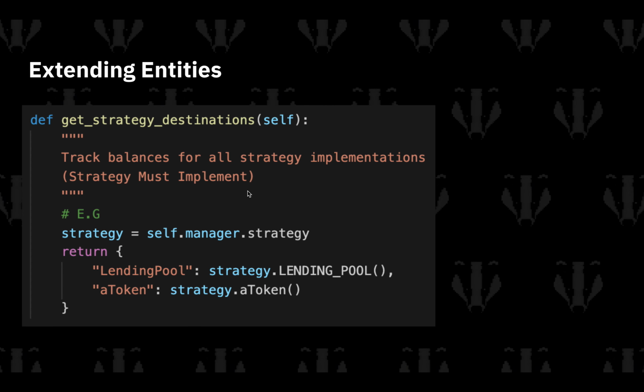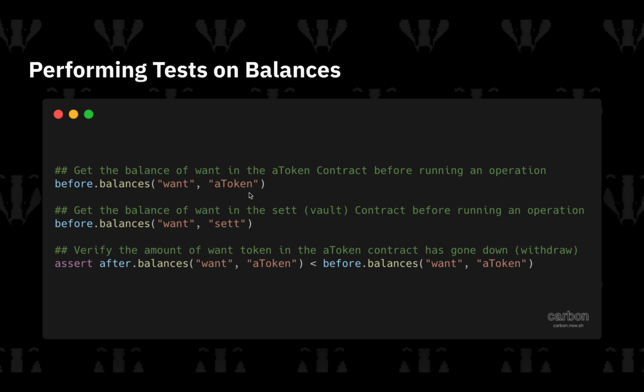So I'm going to go back in the slide. You'll see that the A token destination was specified here. And now you can use it here to check what the balance of that contract in terms of want was before. And then perhaps you can run a test such as a withdrawal, and you will be able to check that the balances of want token in the A token contract has gone down. And that's because AAVE will store the tokens you deposit in the A token contract. So whenever you withdraw, you would expect that your after dot balances of want for the A token contract will be less than the before dot balances of want for the A token.